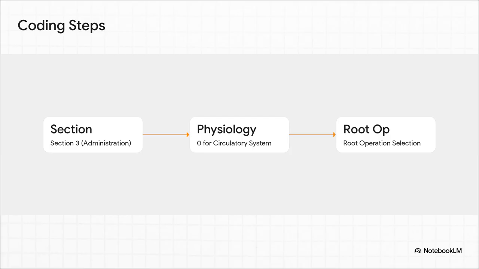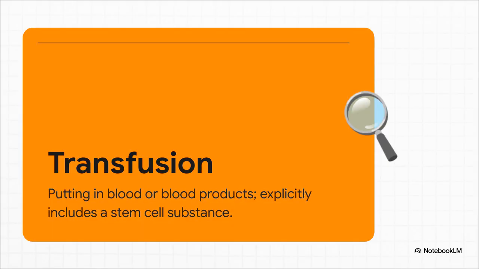Step 1 gets us into Section 3. Step 2 asks us for the physiological system. Well, when we infuse stem cells, we are almost always using a peripheral or central vein, which means our second character is a 0 for the circulatory system. But Step 3, the root operation, this is where coders get tripped up all the time. Listen closely, because this is a massive takeaway.